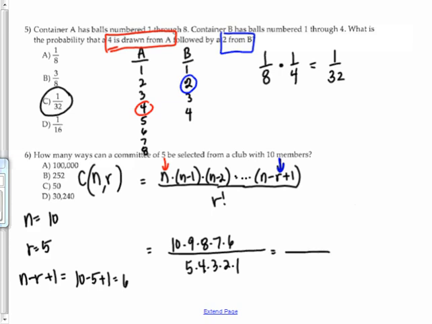You can do some reducing right here. You can punch that straight into your calculator, but on the top I got 30,240, and on the bottom I got 120. So when you divide that out, you get 252.